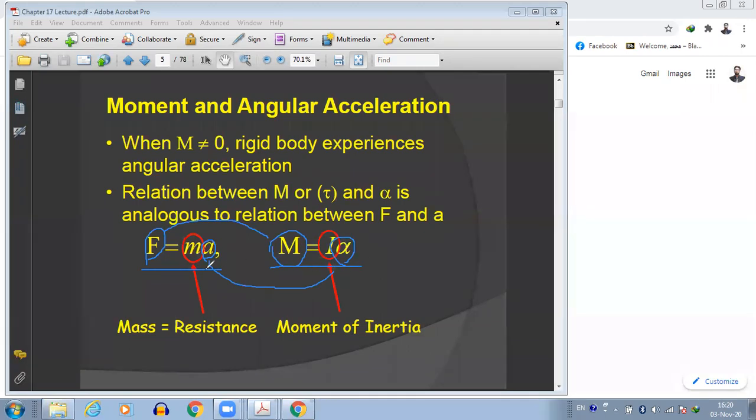And remember, in chapter number 13 we were studying F equals ma only, but in this chapter F equals ma is still applicable, and along with that we will also have M equals I alpha, which is for the angular motion. Anyways, if anybody has anything not clear so far, you can ask. Otherwise, I can move forward.